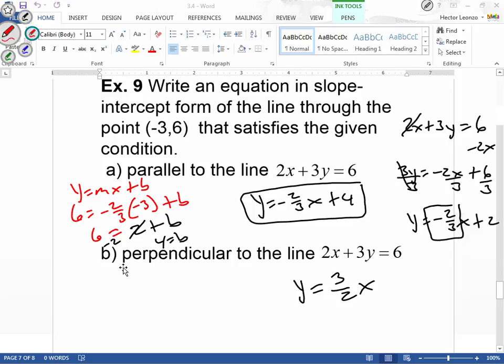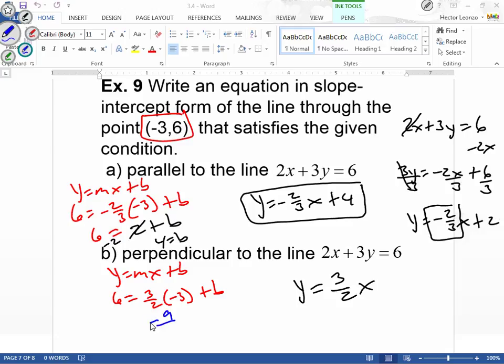So I'm going to come and write my formula y equals mx plus b. Instead of y, because I'm using the same point, I'm going to write 6. Instead of m, I'm going to write 3 over 2. Instead of x, I'm going to write negative 3 plus b. I'm going to do the multiplication. 3 over 2 times negative 3 gives me negative 9 over 2. So I have 6 equals negative 9 over 2 plus b. Once again, all I did was the multiplication. I'm going to move this over as a plus 9 over 2.